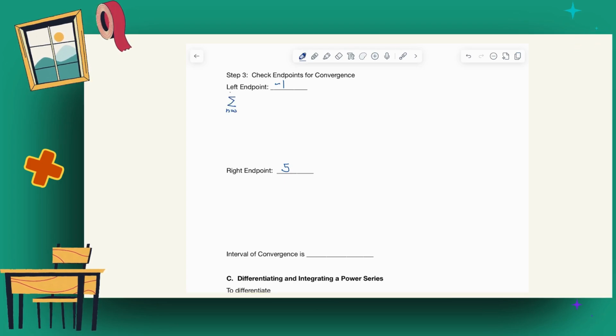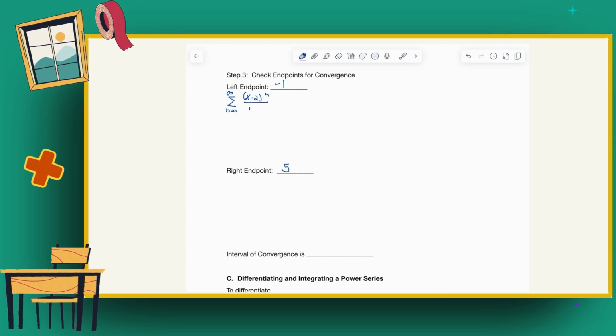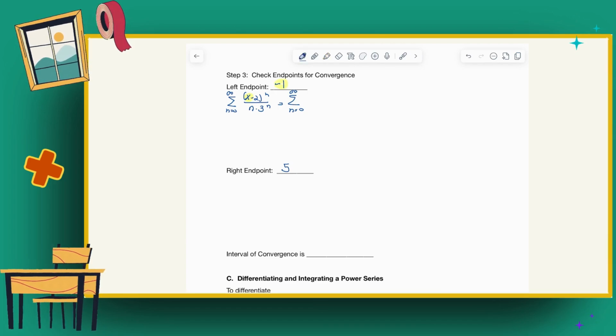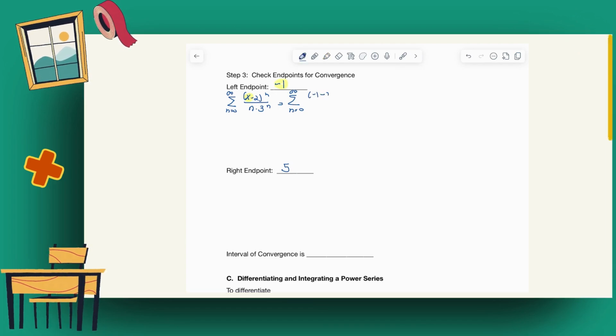So let's start with the left endpoint of negative 1. I'm going to take our original power series, which is the summation from n equals 0 to infinity of (x minus 2) to the nth power divided by n times 3 to the n. Now, we know our left endpoint is when x is equal to negative 1. So I'm going to replace the x in that power series with negative 1.